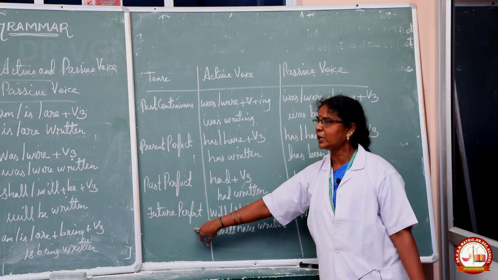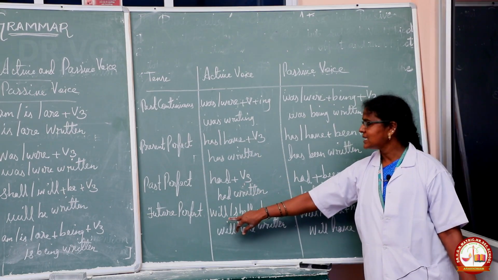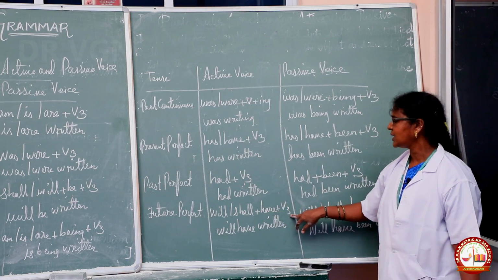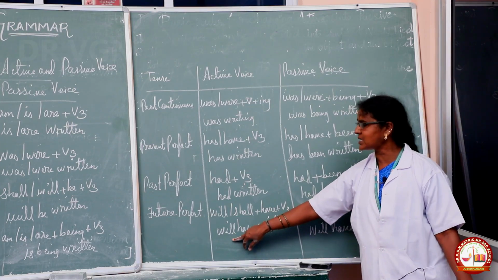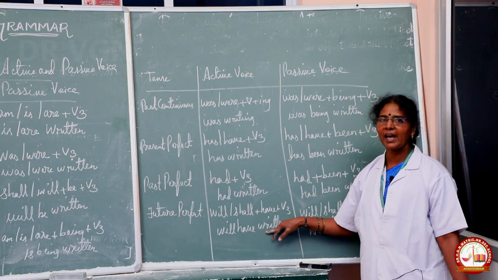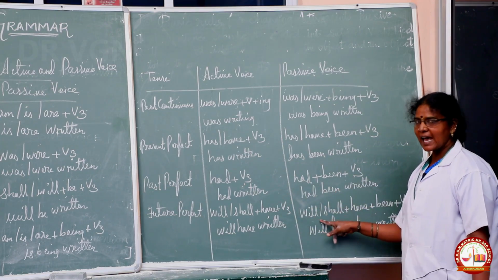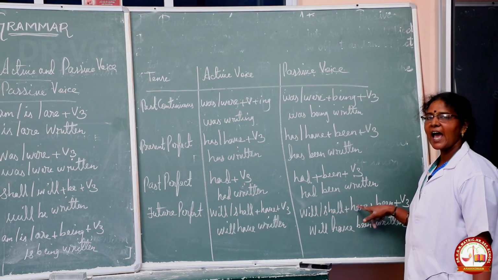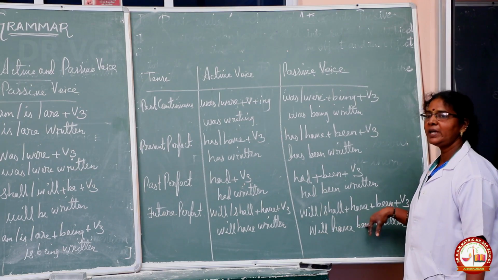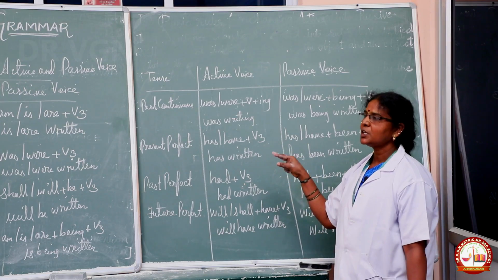Next, future perfect. In future perfect, active voice means will/shall plus have plus V3. So this is the format of the active voice in future perfect. That means will have written. In passive voice it becomes will/shall plus have plus been plus V3. That means will have been written. These are the rules you must use to change active voice to passive voice.